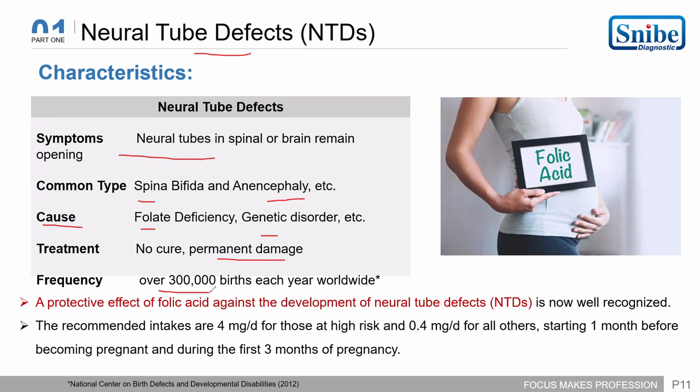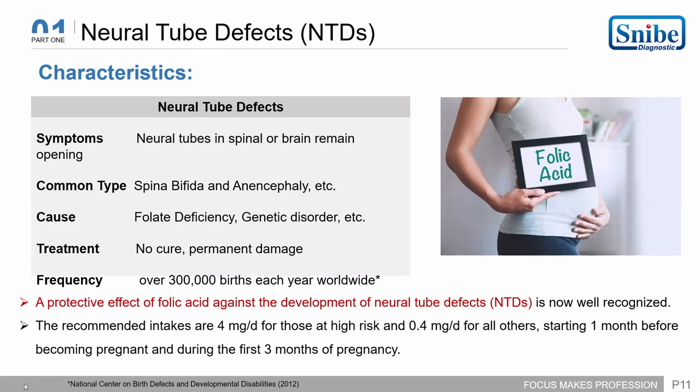As for the protective effect, folic acid utilization is most important, which can protect against neural tube defects during fetal development. Folic acid has a very important role and is now well recognized. According to the recommendation, women at higher risk have to take 4 milligrams per day, and for a low-risk pregnancy, they take 0.4 milligrams per day. That should start 1 month before pregnancy and continue during the first 3 months of pregnancy. So that's an important medication usually used during pregnancy.